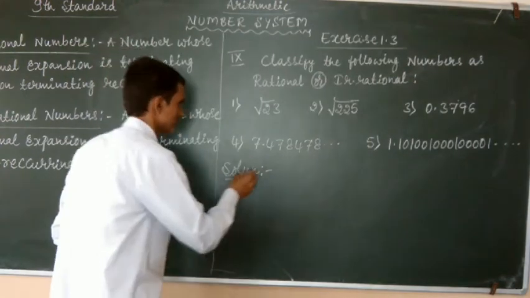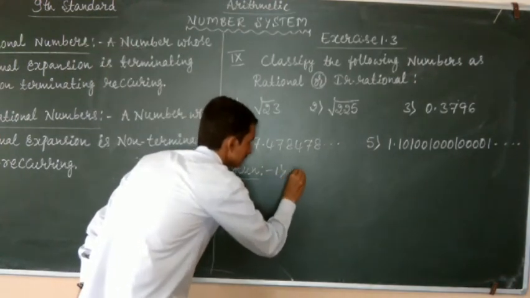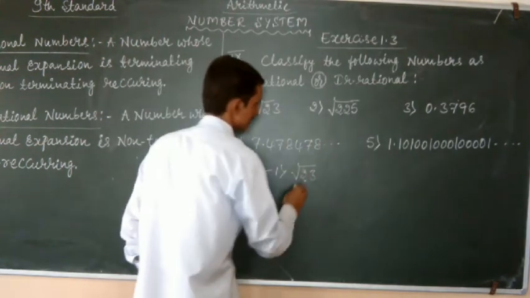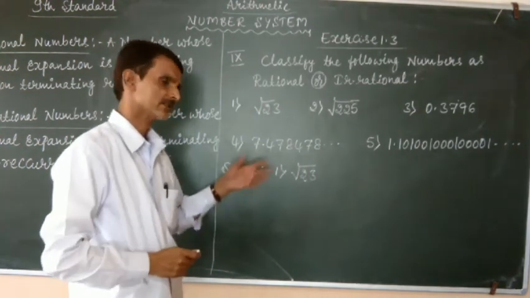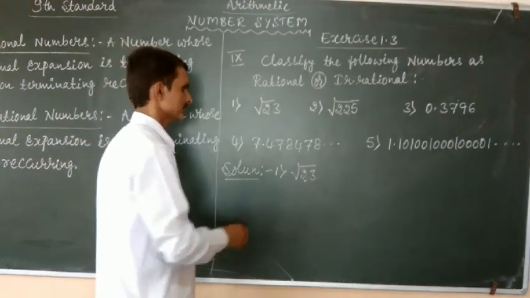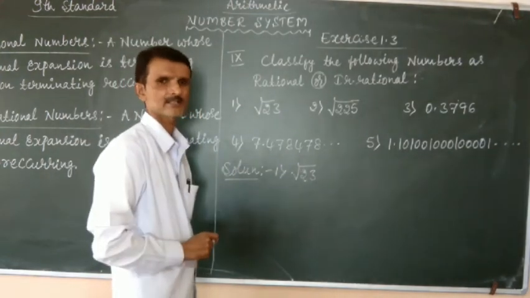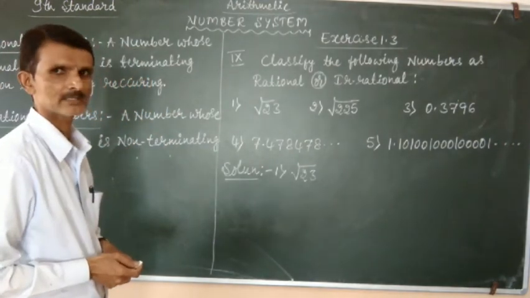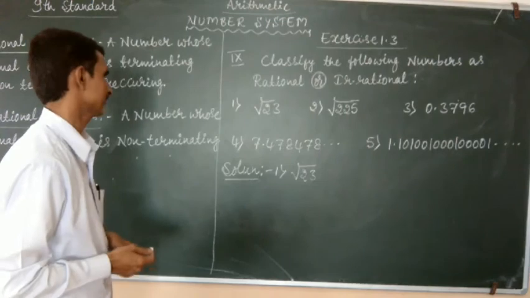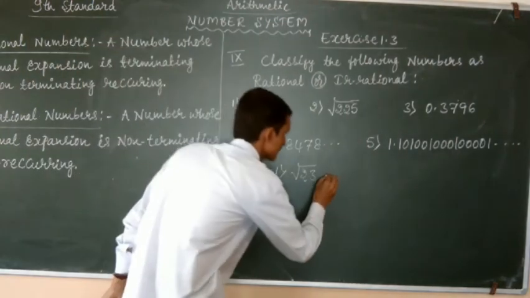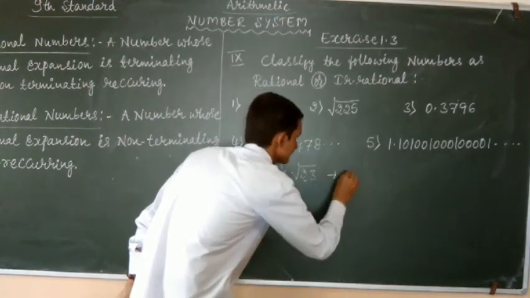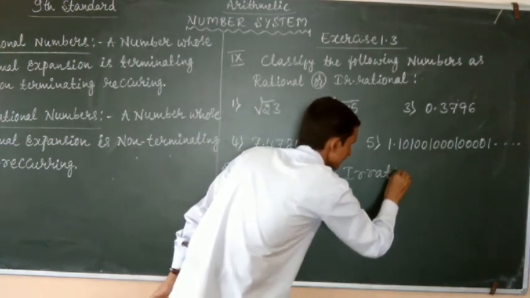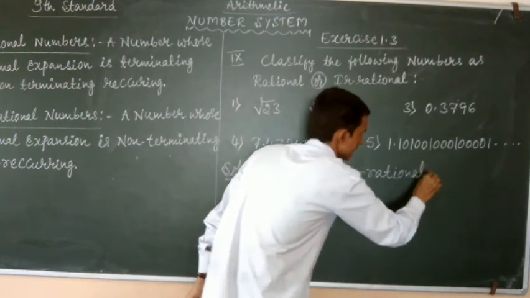If you observe the first one, root 23, it is not a perfect square number. If you divide it, you will get a decimal number that is non-terminating. Therefore, this is an irrational number.